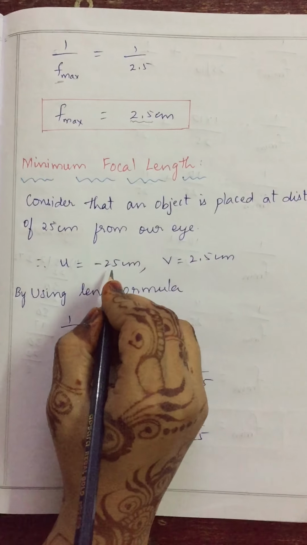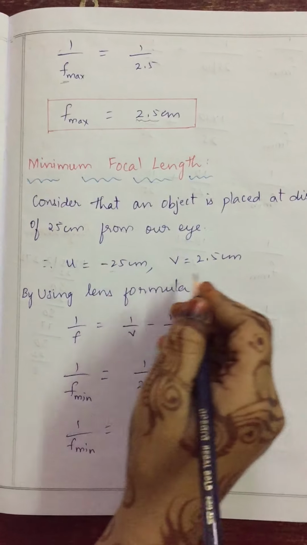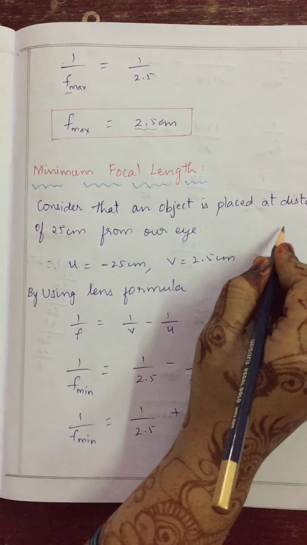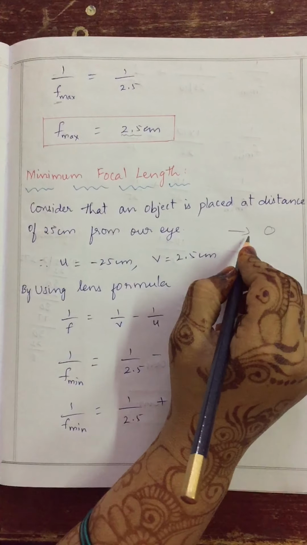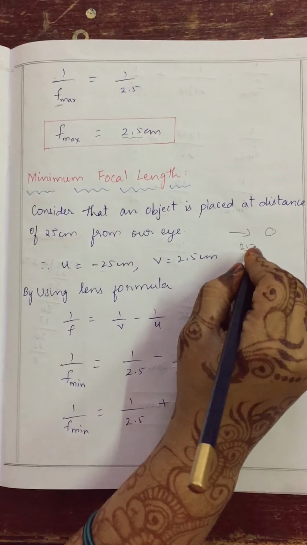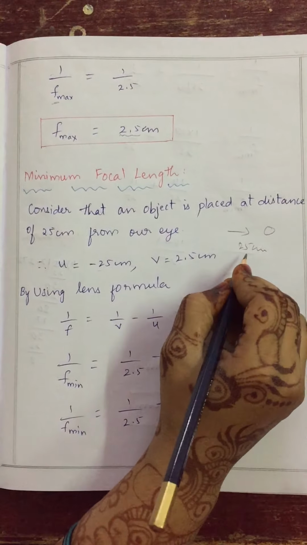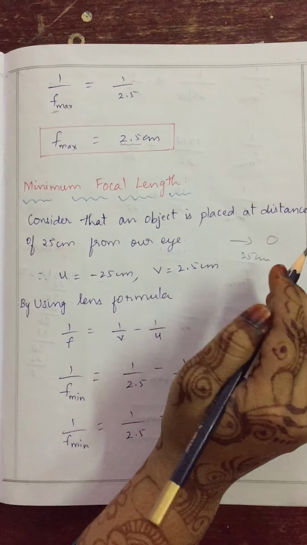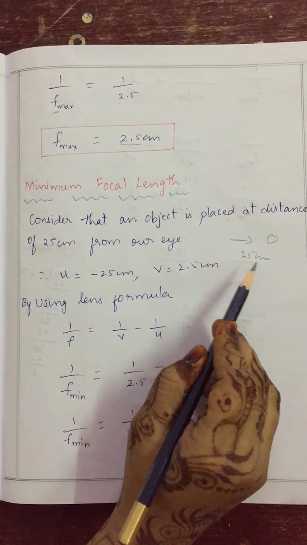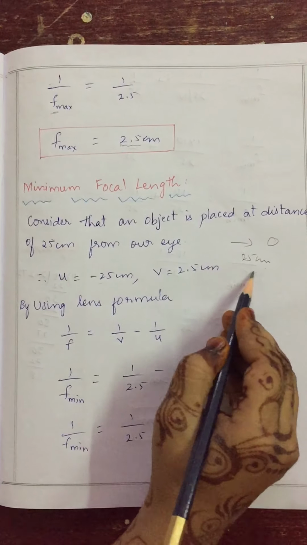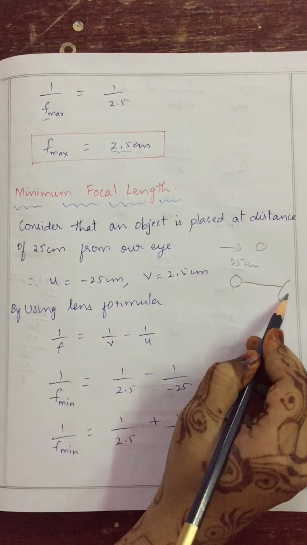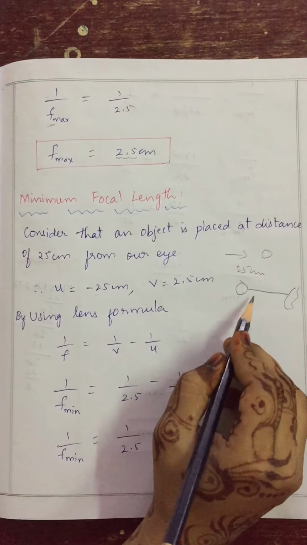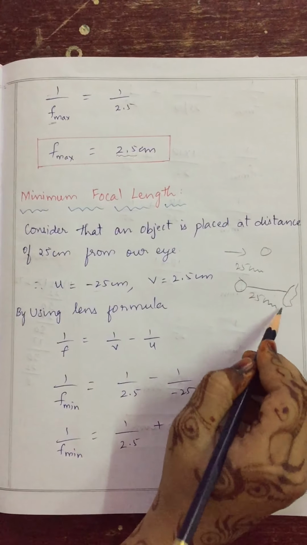Can you say, children, why did I take 25 only? Because we are talking about an object very near to the eye. The least distance of distinct vision, that means the distance from where we can see the object clearly, is 25 centimeter. In the previous class we learned the least distance of distinct vision. Here our eye is there, and at some distance we keep the object, then only we are able to see it. That distance is nothing but 25 centimeter.